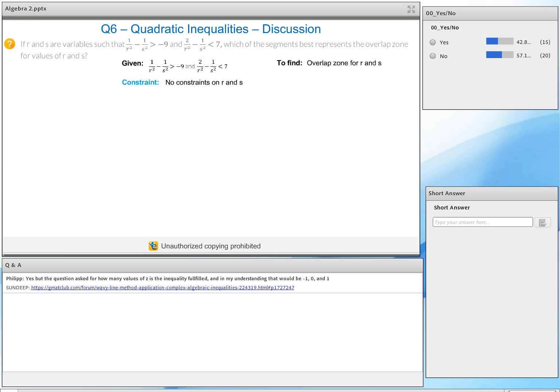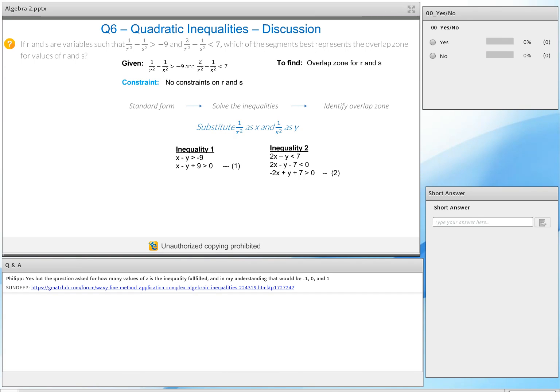So constraints, there are no constraints on R and S. Now, these are two inequalities, right? Now, we need to figure out what type of inequality these are. If we actually replace 1 by r square as x and 1 by s square as y, we can get two sets of linear inequalities. So my question to you is, how many of you tried to do it in this manner, wherein you got two linear inequalities first?